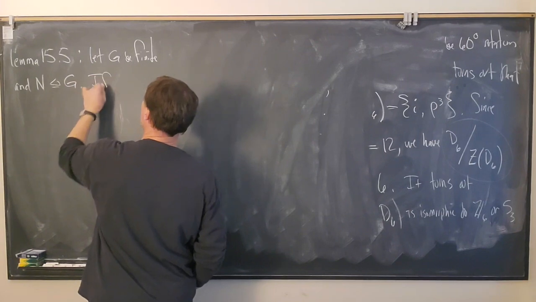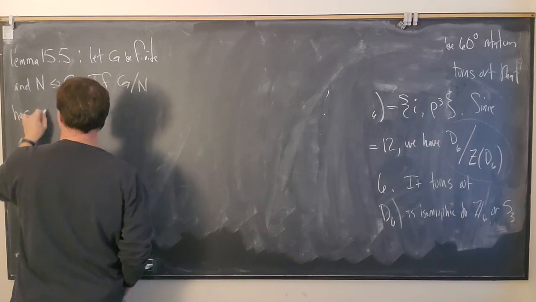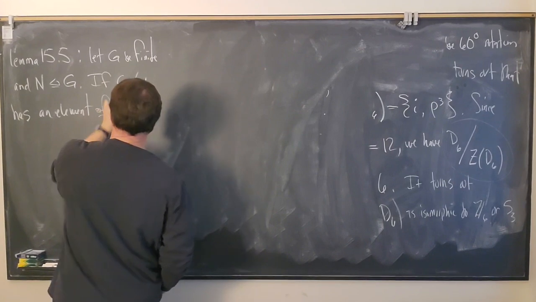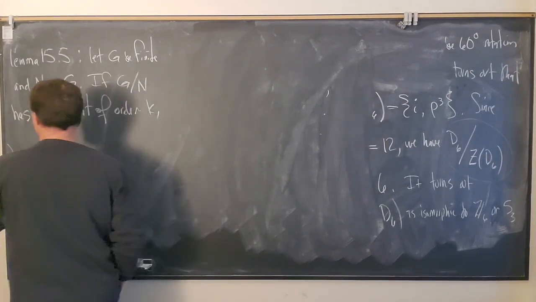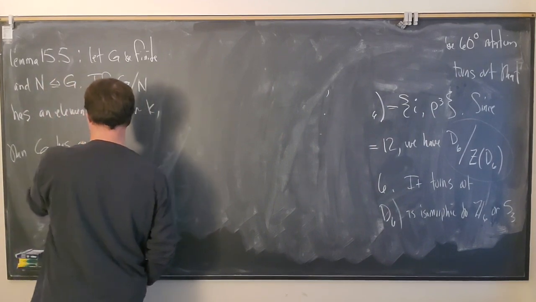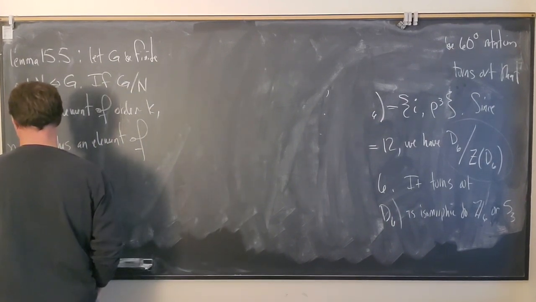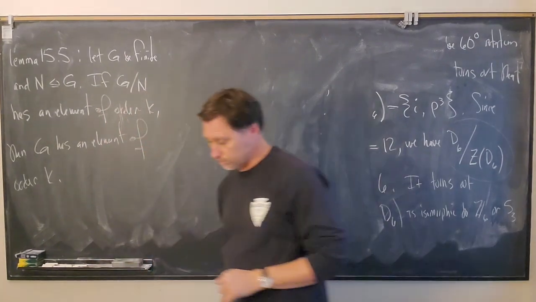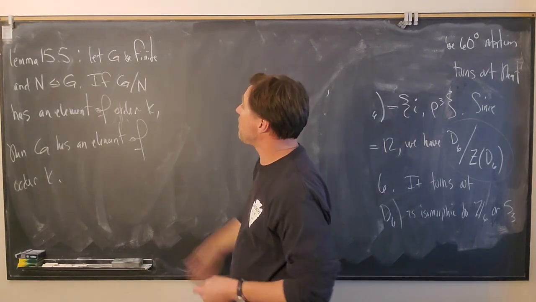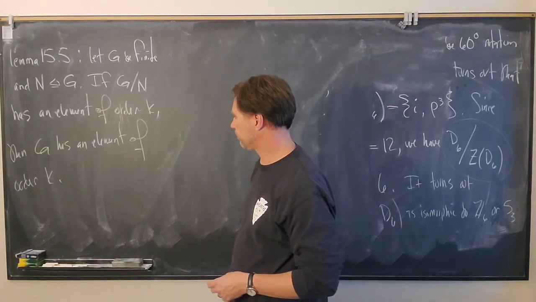If G mod N has an element of order k, then G has an element of order k. So, as I was saying, this is an example making use of some knowledge about the quotient to get some knowledge about the original group.